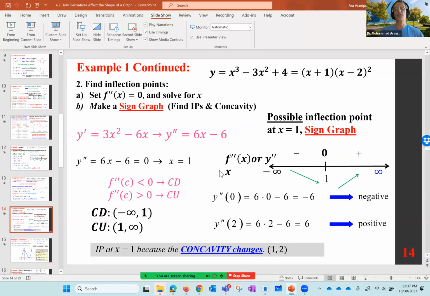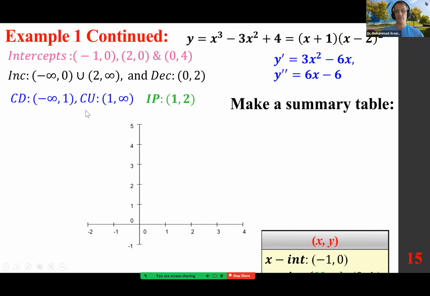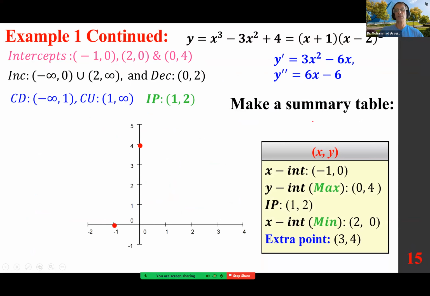We also did try to find the inflection points using the test of concavity. y double prime or f double prime, we set it equal to 0. We use the sign graph to find where the function is concave up, concave down, if we have an inflection point. And we put all the information together, first using a table, a summary table.